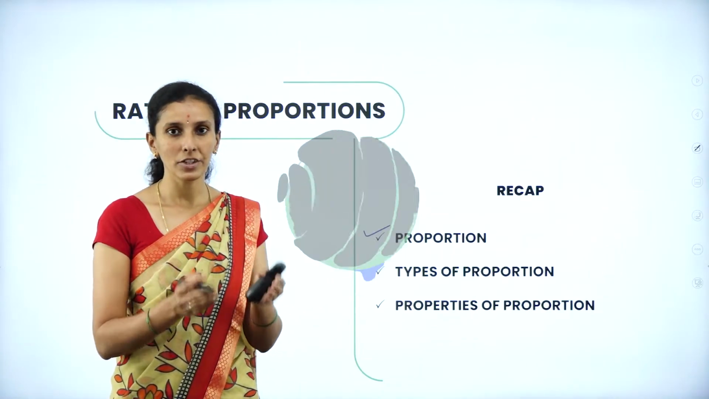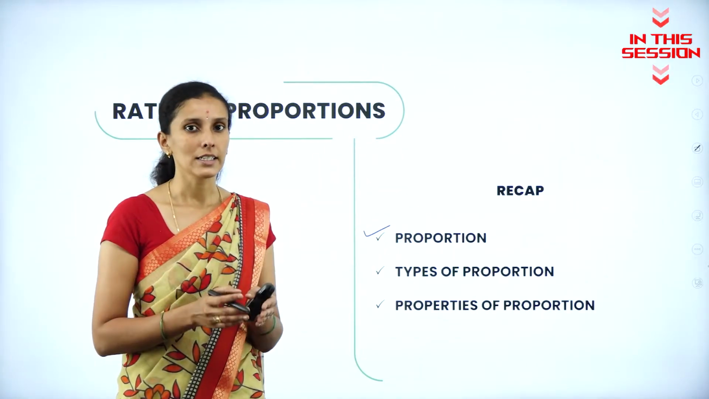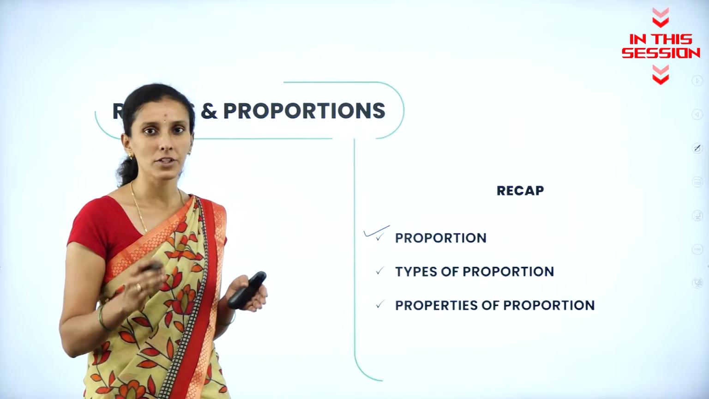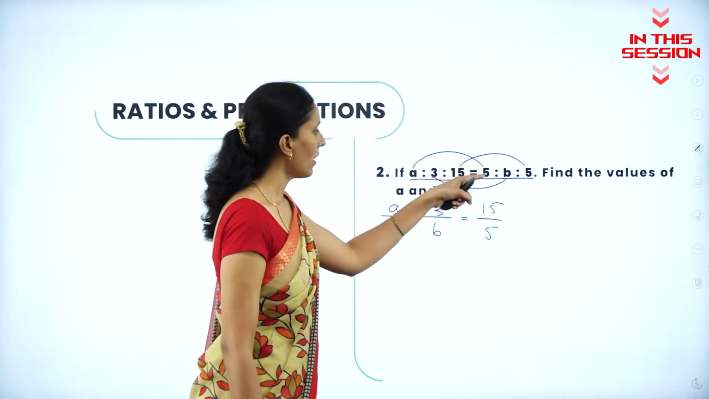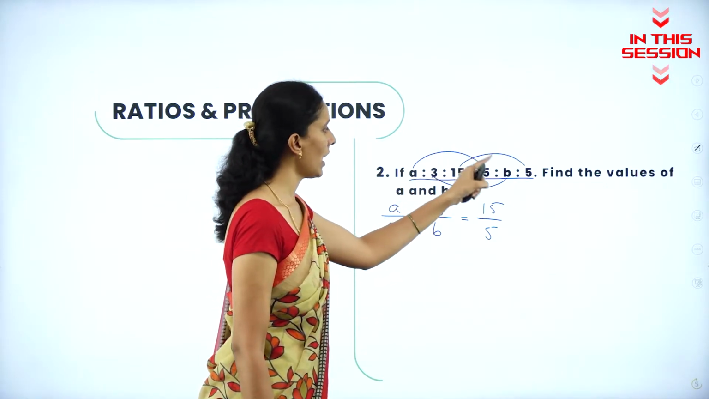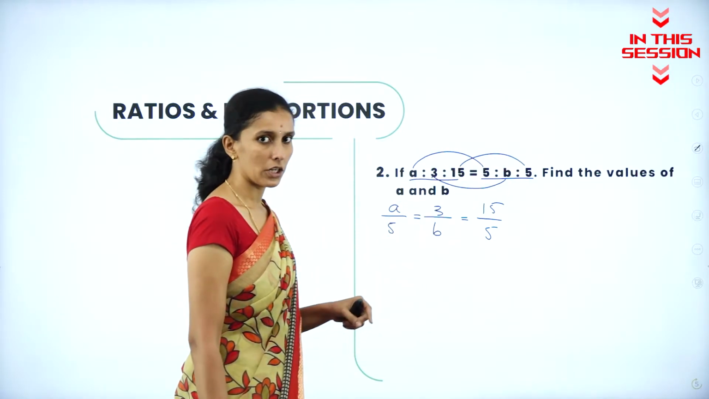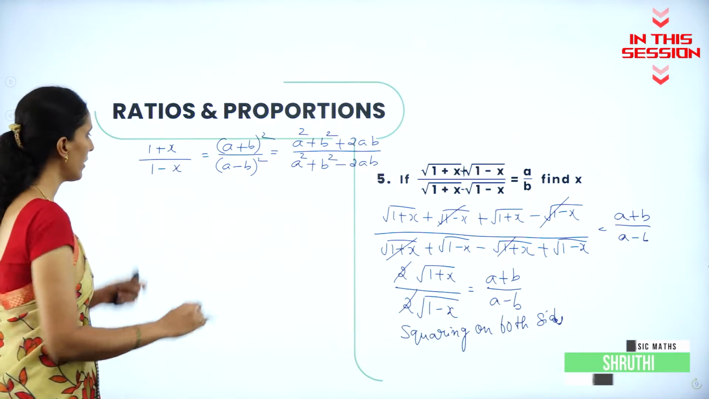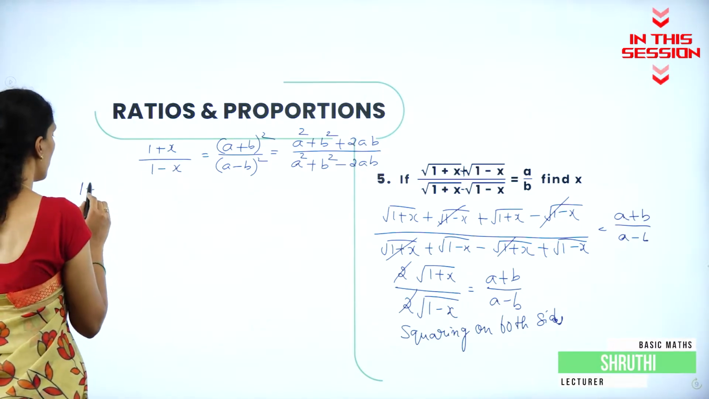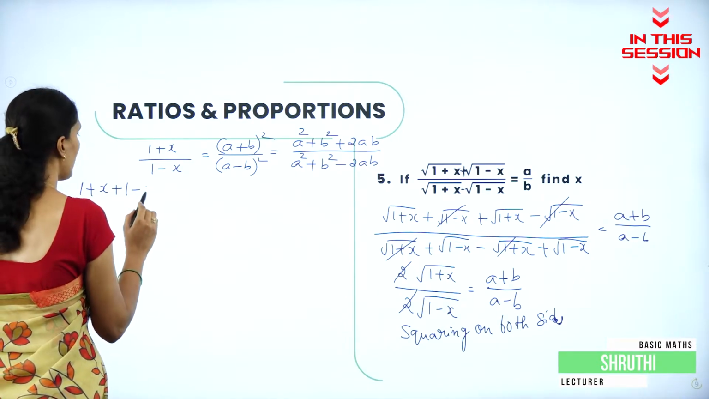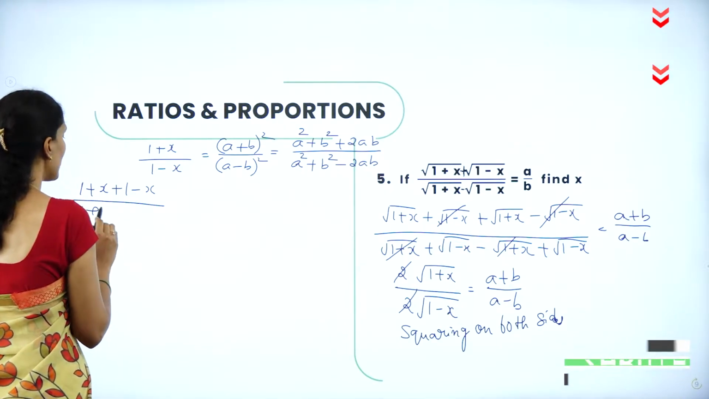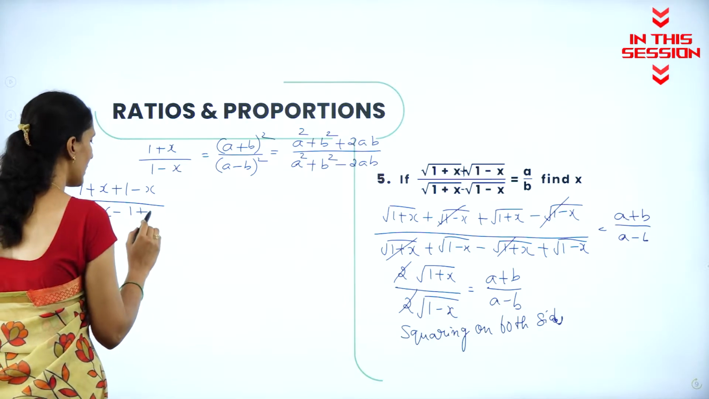How will we say any two ratios are in proportion? That is, the product of their extremes must be equal to the product of their means. So we can equate A and 5 in the ratio, 3 and B in the ratio, 15 and 5 in the ratio. So their fraction form is like this. Again, take componendo and dividendo. So here you have 1 plus x plus 1 minus x, 1 plus x minus 1 minus x.